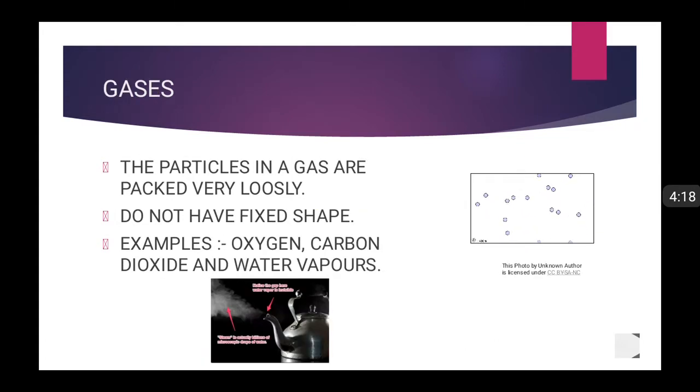Next is your gases. The particles in a gas are packed very loosely. As we have studied now, in a solid the particles are packed very tightly. In a liquid, the particles have a little bit of space between them. And in the case of gas, the particles are very loosely packed. As you can see from the diagram also, the particles have a lot of space in between them. This is the property of gases, that particles are very loosely packed, and that is why they do not have any fixed shape.